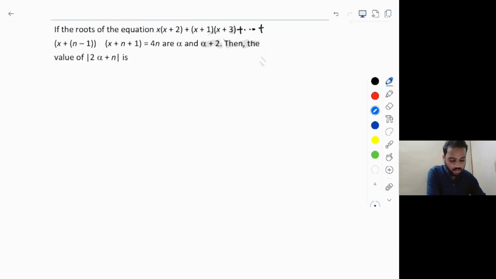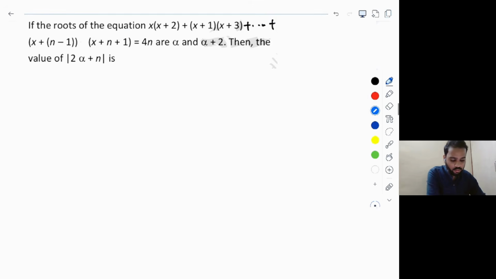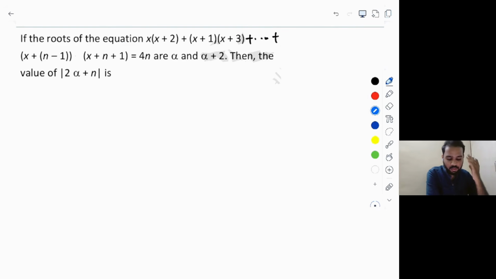Let's take the next question. So this is a question from quadratic equations. Okay. So by looking at the question, okay, let's read the question first. If the roots of the equation x times of x plus 2 plus x plus 1 into x plus 3 and so on up to x plus n minus 1 times of x plus n plus 1 is equals to 4n are the values alpha and alpha plus 2. That is, roots are given as alpha comma alpha plus 2, but the problem is so many terms are there to expand, but we have to find out the value of 2 alpha plus 1. Okay. So let's try to do it in a simpler way, and don't think it's a lengthy question. It's definitely a simple question, but proper observation is required once again.